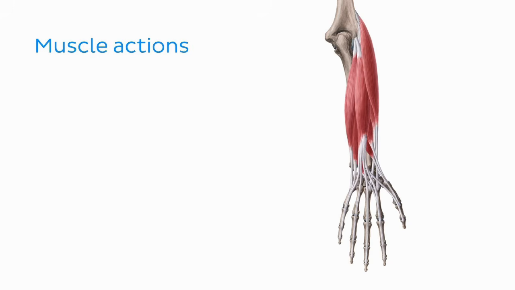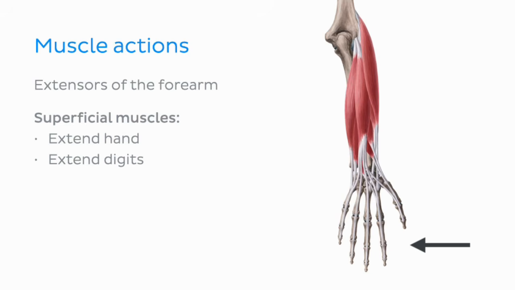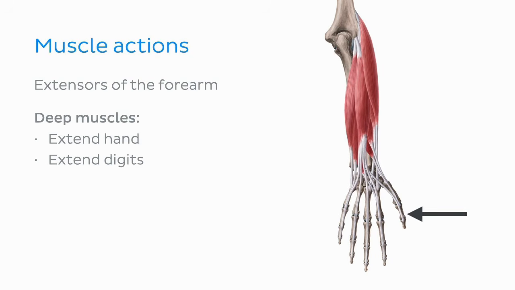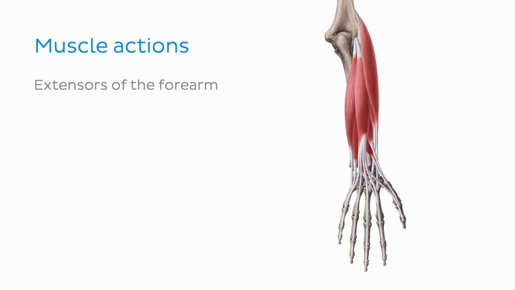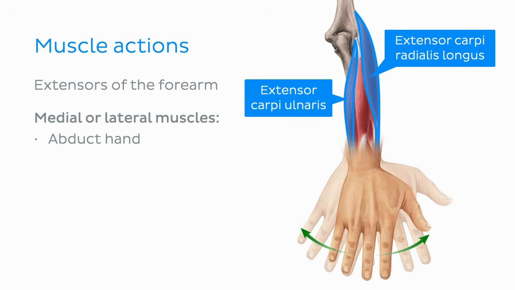Let's pause here to take a minute to look at the movements created by the muscles of the posterior forearm. As you may have guessed by their names, muscles of the posterior forearm are predominantly extensors. Most of the superficial muscles extend the hand at the wrist joint and the digits at the metacarpophalangeal and interphalangeal joints. The deep muscles extend the hand at the wrist joint and the digits at the metacarpophalangeal and interphalangeal joints, but do not act at the elbow joint. Muscles positioned medially or laterally, such as extensor carpi radialis longus and extensor carpi ulnaris, will also contribute to the abduction and adduction of the hand at the wrist.